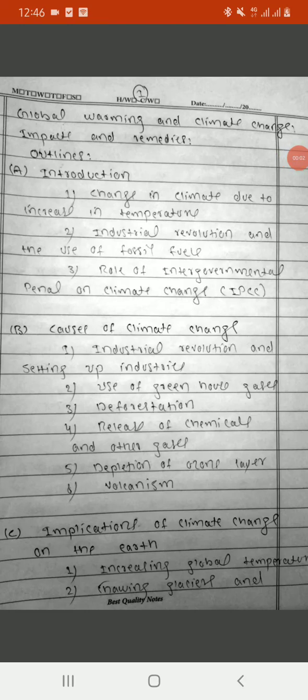In today's lecture, we will be discussing global warming and climate change. It is the most essential and consequential topic, particularly for essay writing. So, in today's lecture, I will be sharing with you the handwritten outlines and then some paragraphs regarding climate change in order to grasp the idea regarding climate change.